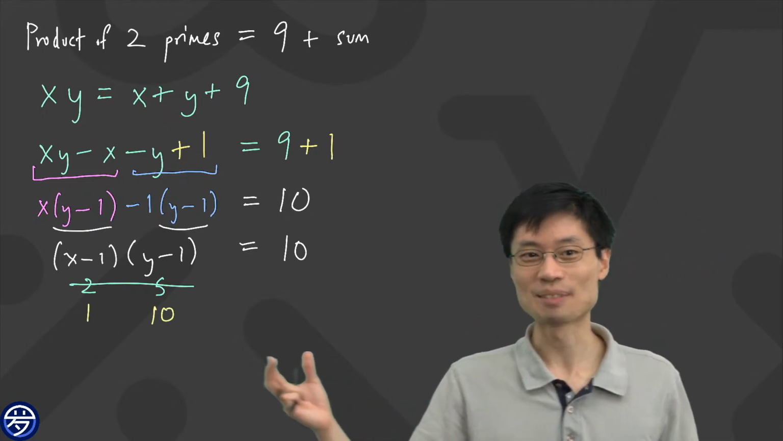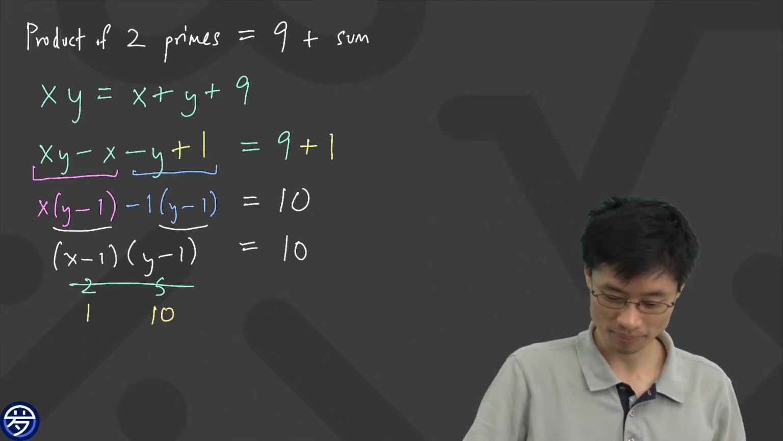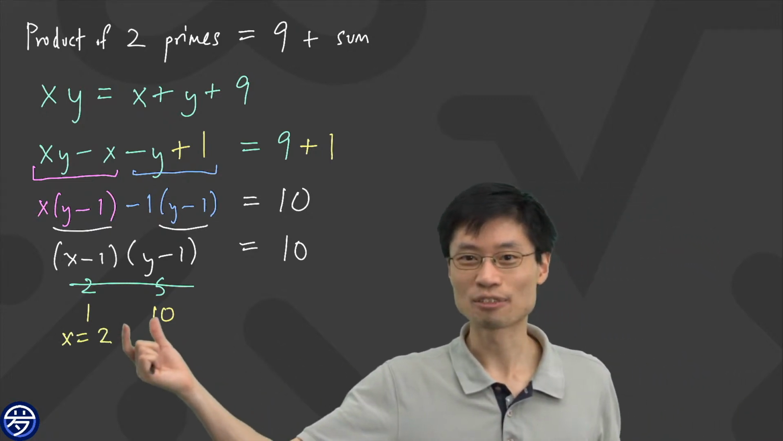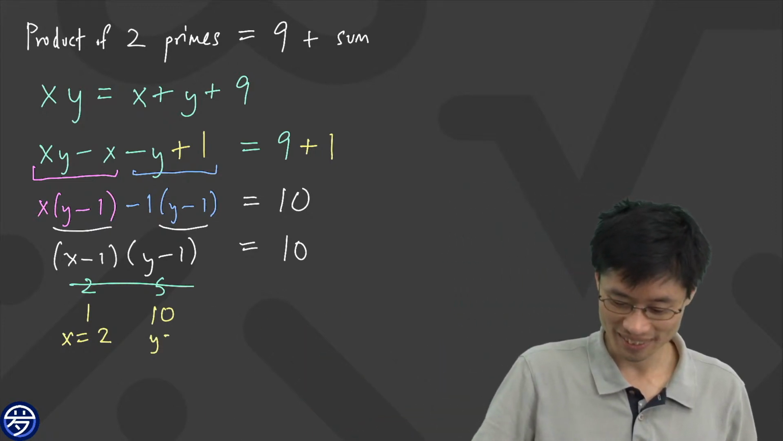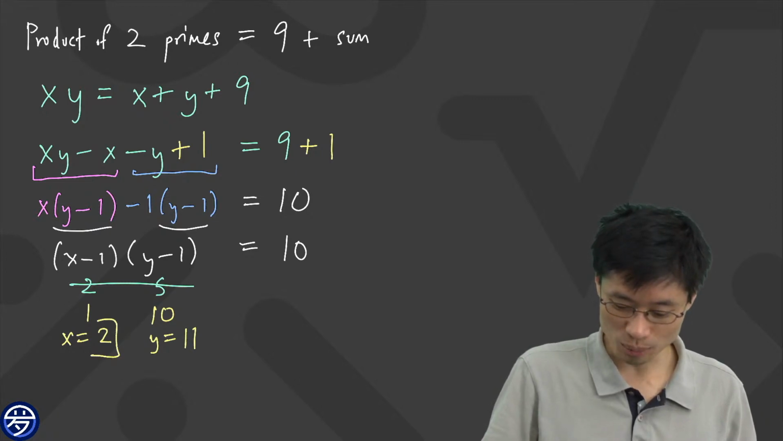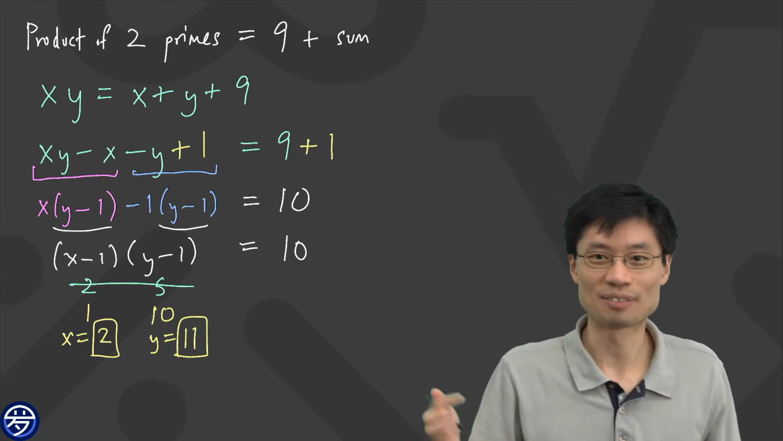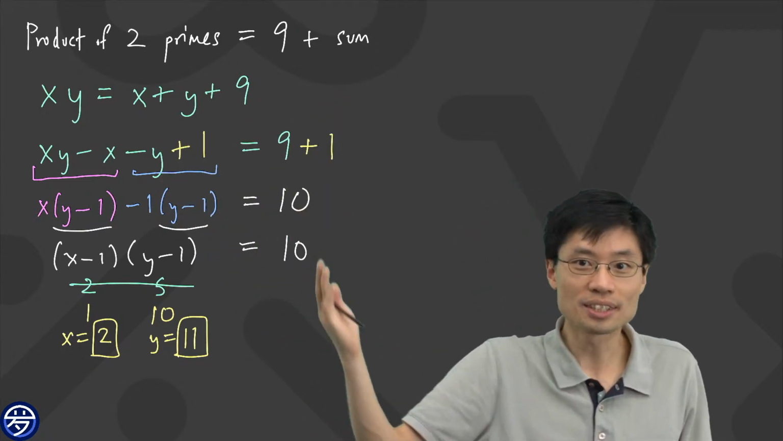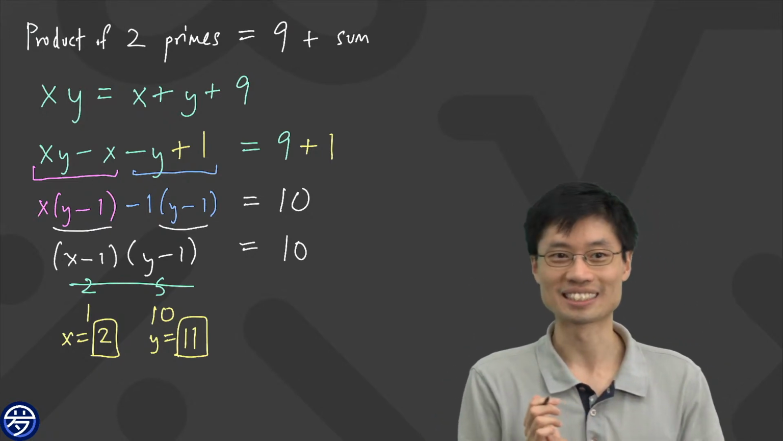Now if you factorize 10 by 1 and 10, then if x minus 1 is 1, what's x? 2. And if y minus 1 is 10, what's y? 11. So now I see two primes, 2 and 11. And they work. So you can double check it. If you take 2 times 11, that's 22. And the sum of 2 and 11 is 13. 13 plus 9 is 22. Now we have some more questions.